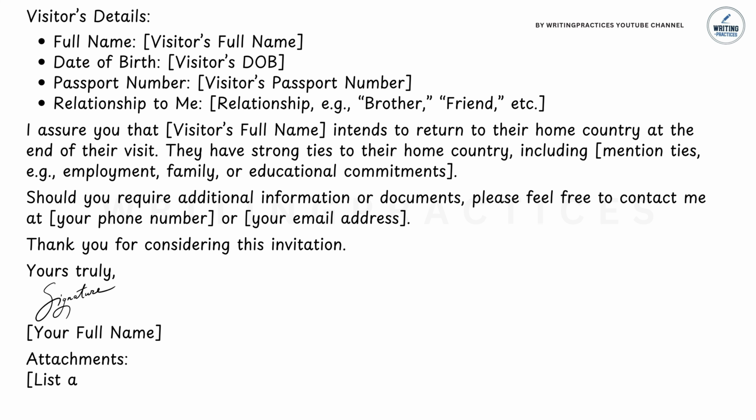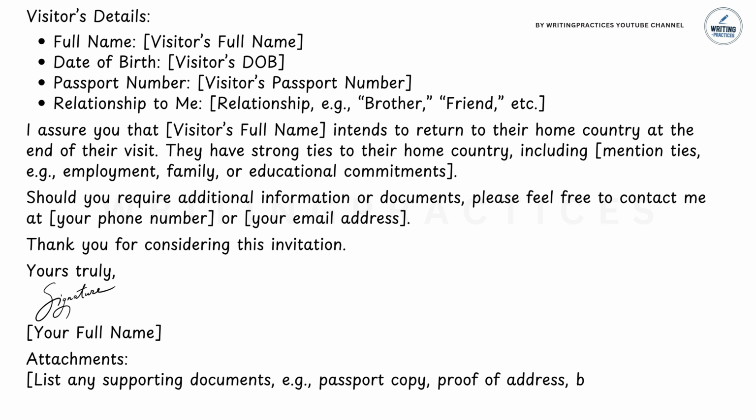13. Attachments. List any documents you've attached to support your invitation. This typically includes proof of your legal status, address, and financial stability. For instance, attachments: copy of my Australian passport, recent utility bill, bank statements for the past 3 months.